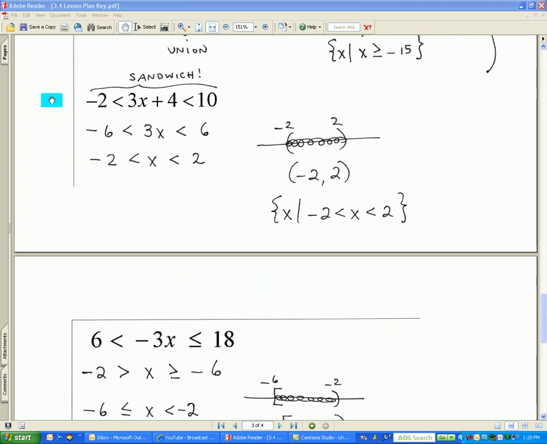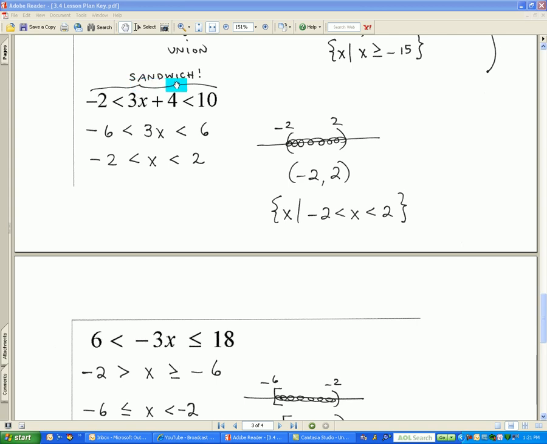Okay, ladies and gentlemen, we're going to finish section 3.4 with this video. This inequality, I actually teach my students, can be thought of as a sandwich. -2 is the bottom piece of bread, 10 is the top piece of bread, and 3x plus 4 is the filling. It's sort of like the peanut butter and jelly.